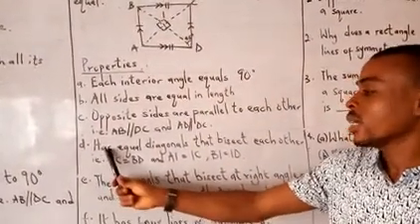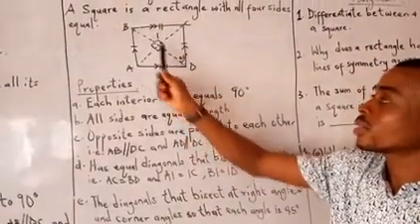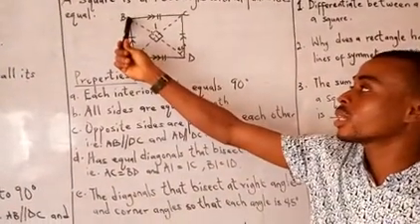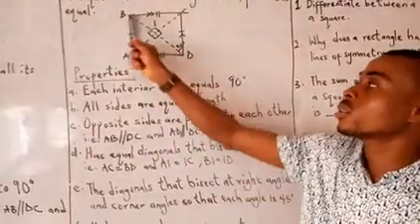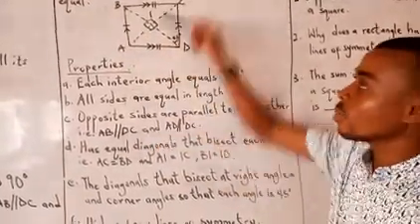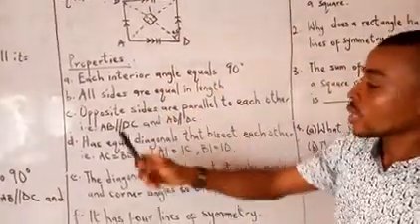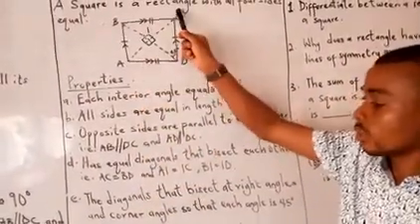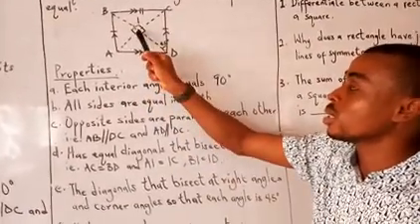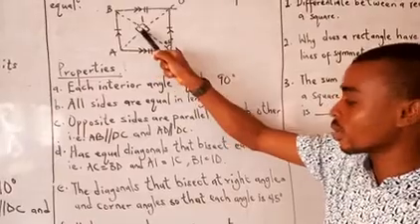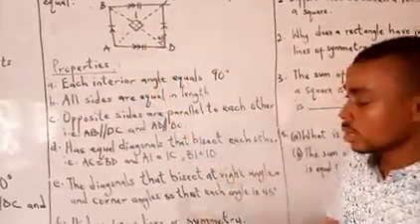Now, it has equal diagonals that bisect each other. These are the diagonals, line BD and line AC. These diagonals bisect each other. That means this one divides the other into two equal parts. Just like we have line AC is equal to line BD. Again, line AI, look at I, that's the point of intersection. Line AI is also equal to line IC, and then line BI is also equal to line ID.